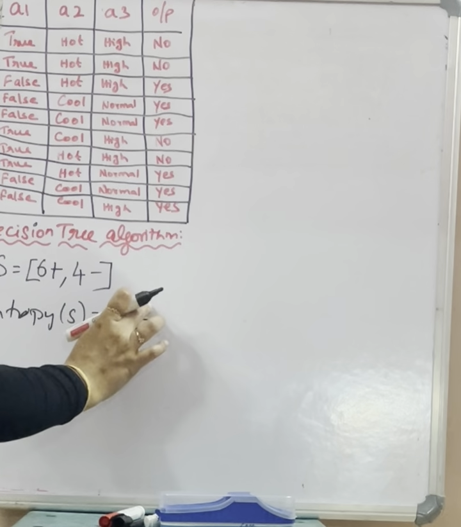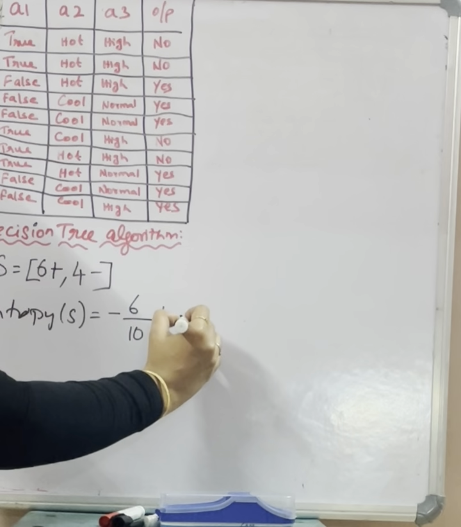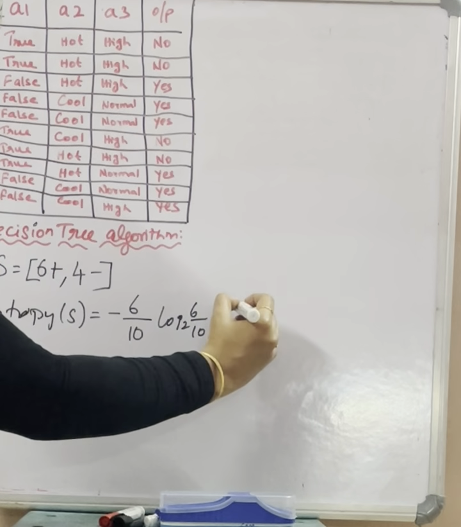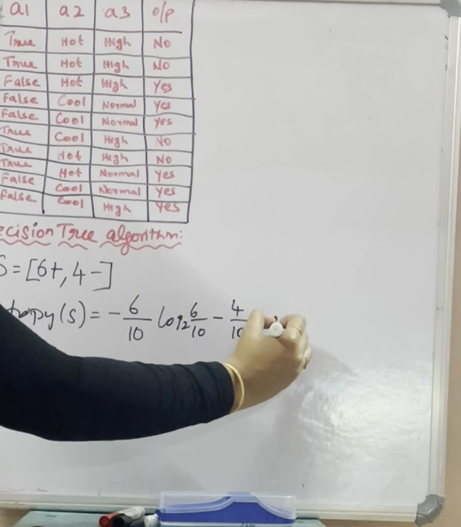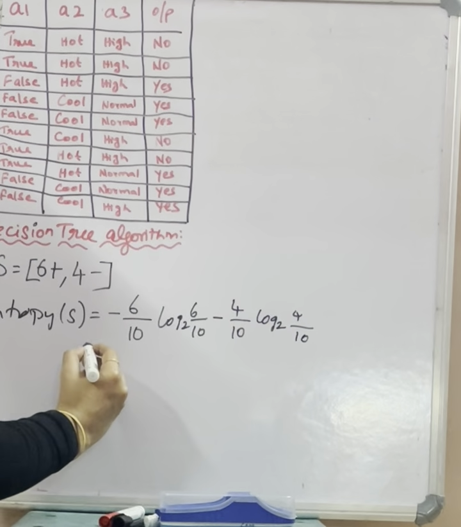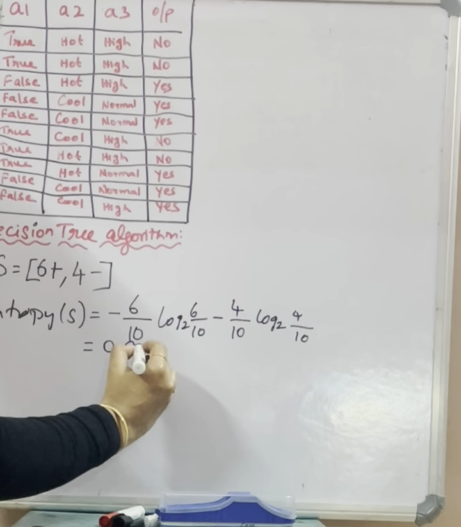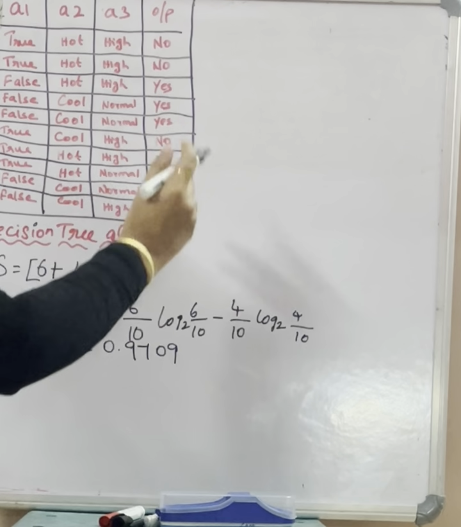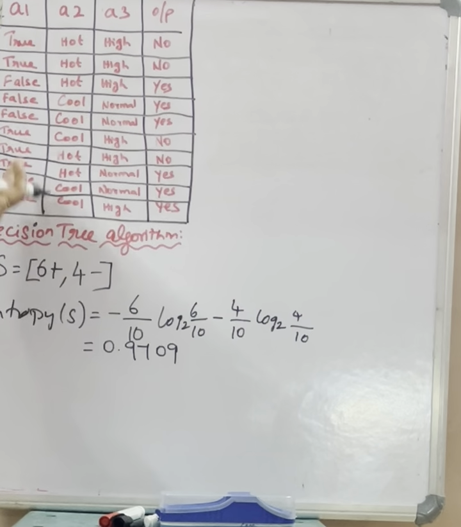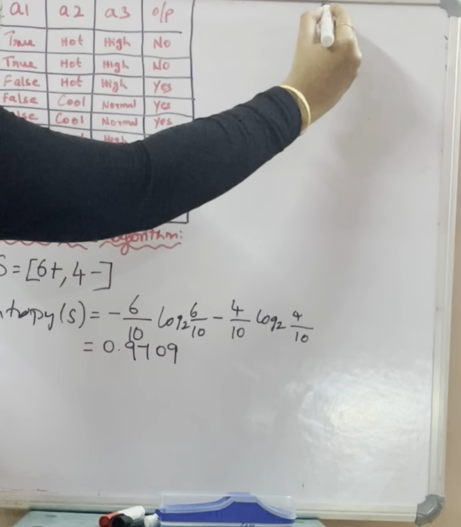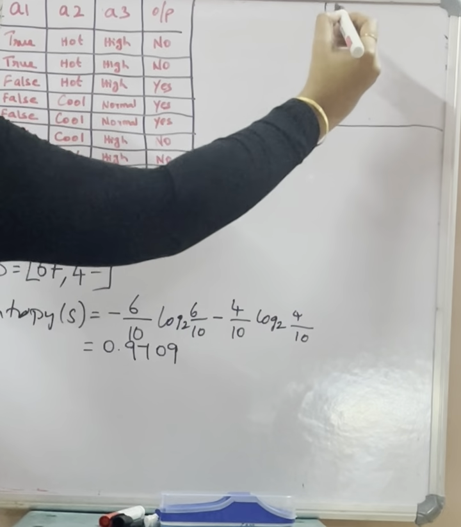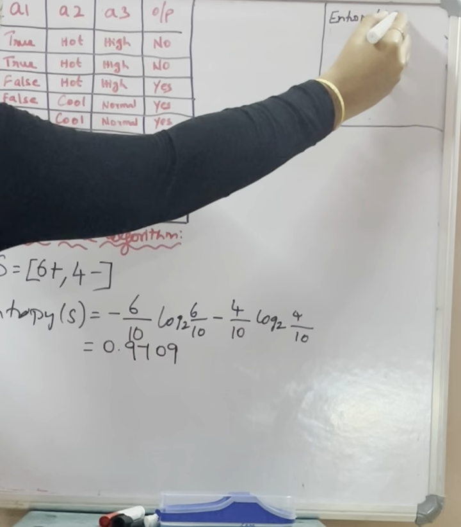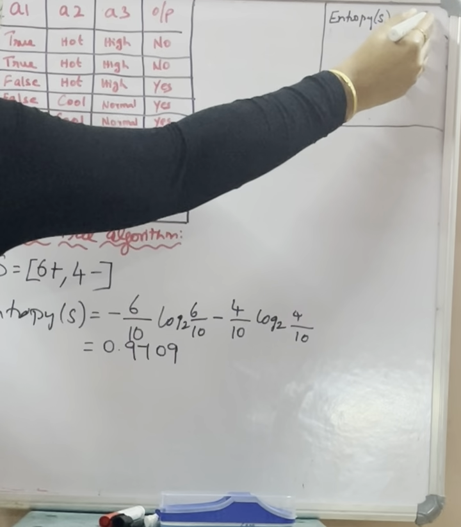Out of that, 6 samples are positively contributing. We take log base 2 of 6 by 10, and minus, the 4 values out of 10 are negatively contributing, so 4 divided by 10. When I calculate, the value is 0.9709. So this is the entropy of S. This remains the same for the whole sample till the end of the iteration, so I will be writing it over here. So entropy of S is 0.9709.